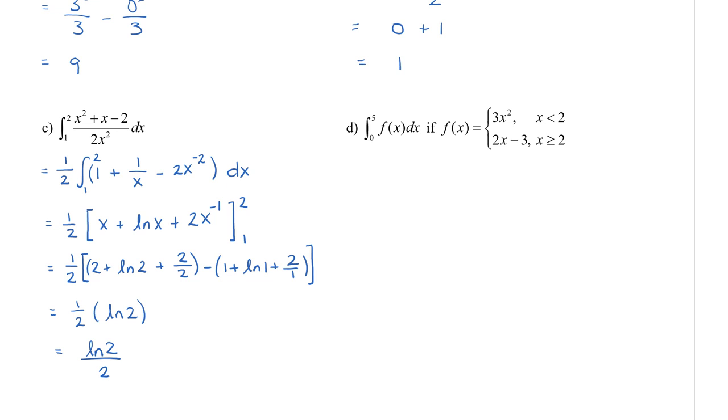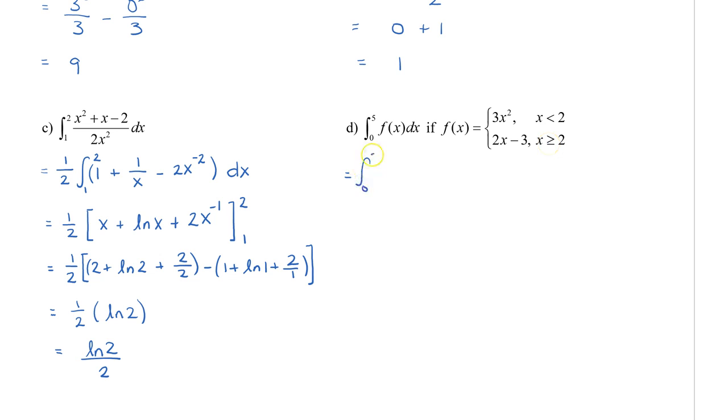All right, now the very last one I want to show you is this one here. And it says that we're going to integrate f of x from 0 to 5. But f of x is this piecewise function defined here. So when x is less than 2, we're going to use the function 3x squared. But when x is greater or equal to 2, we're going to use the function 2x minus 3. So we're going to split this up into two integrals.